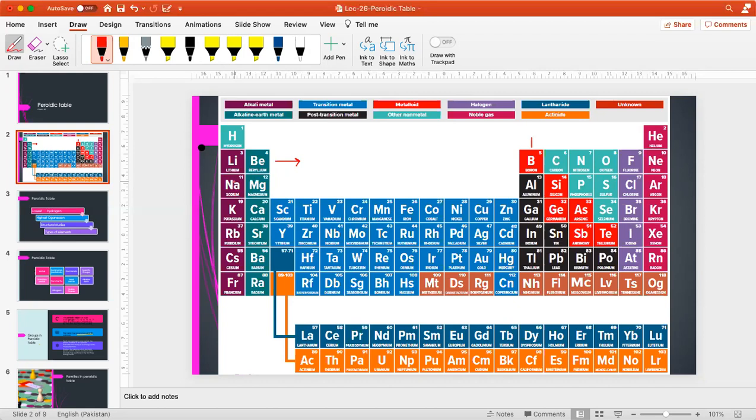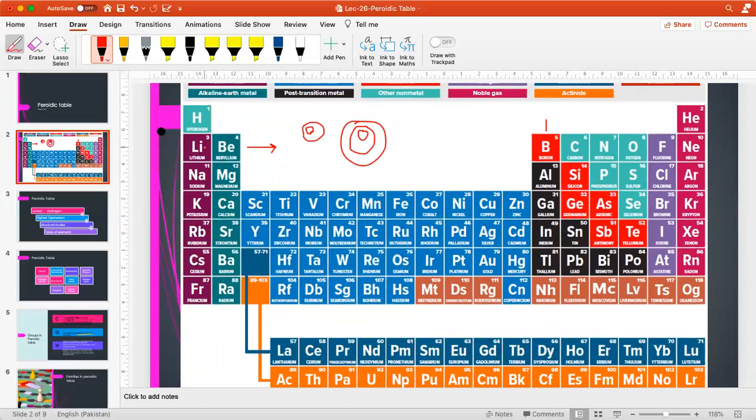Now, look at the size of lithium. Size of lithium has the first shell and second shell. Size of sodium: first shell, second shell and third shell. With the addition of the third shell, the size increased. Is that clear? Now when the size increases, the electron in lithium is in the second shell. Okay? 1 electron is in the second shell.